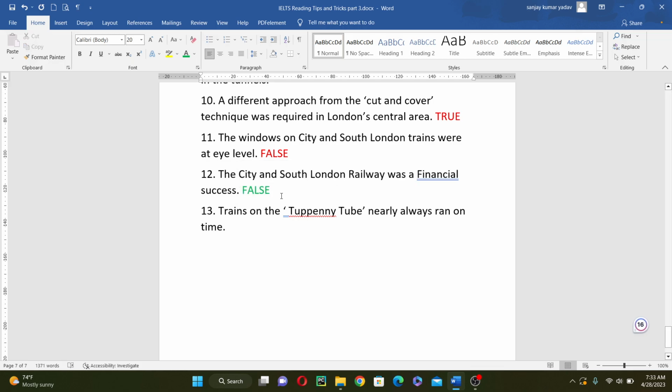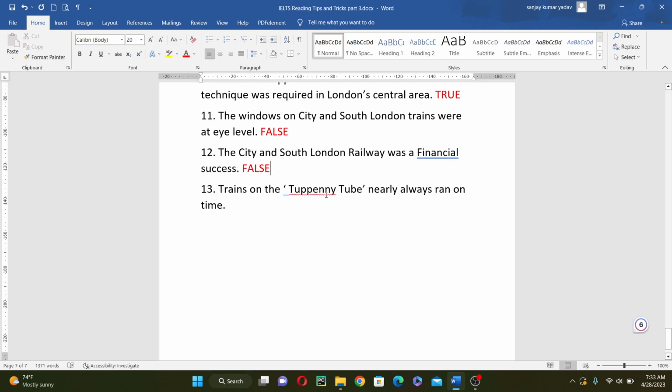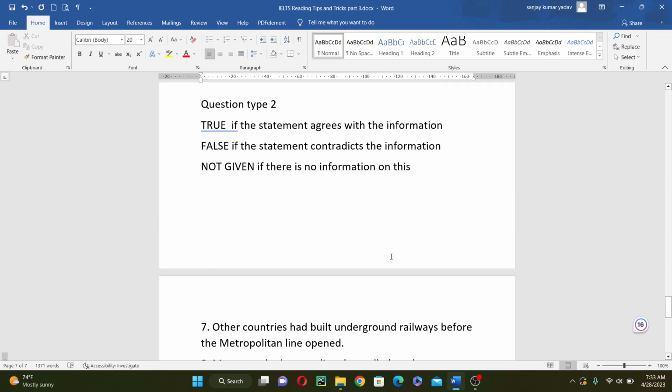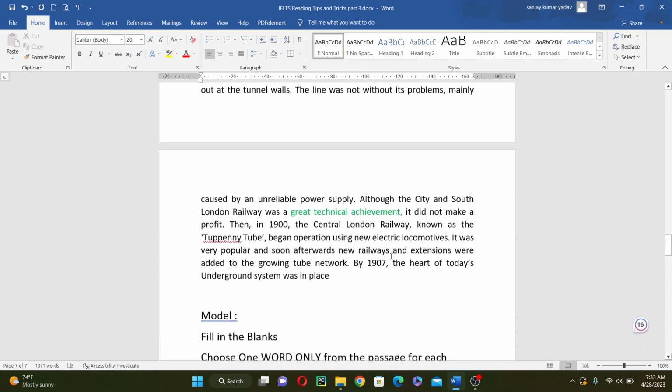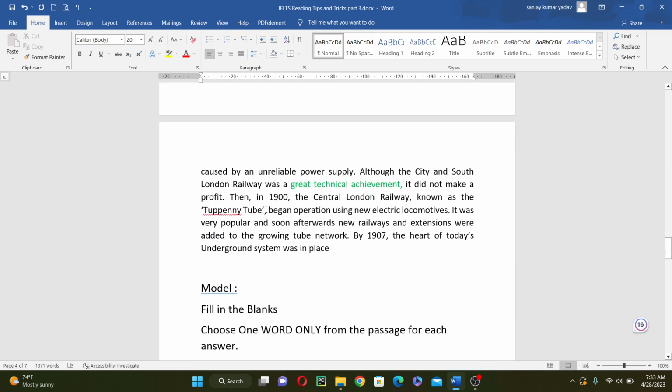So the false. Sorry, let me make it red. Trains on the Tumpy tube nearly always ran on time. So if it ran on time, it's true. If it did not run on time, it's false. If it's not talking about time, then it's not given. So let's find the Tumpy tube where it is. So here you go. Here is the Tumpy tube.